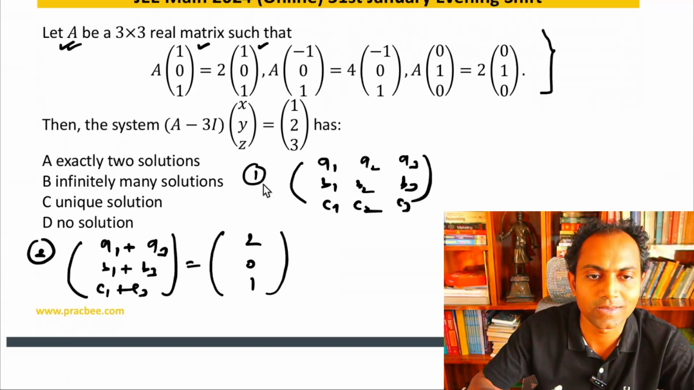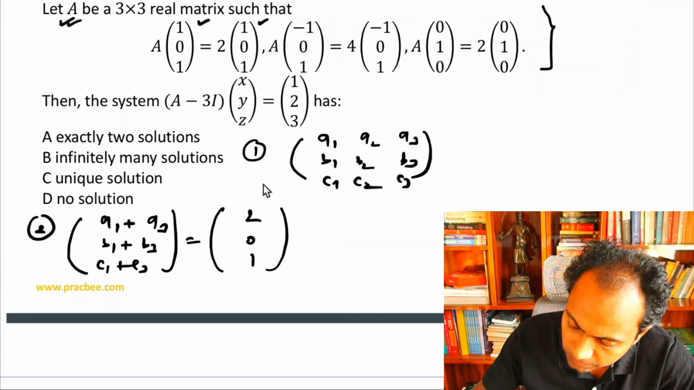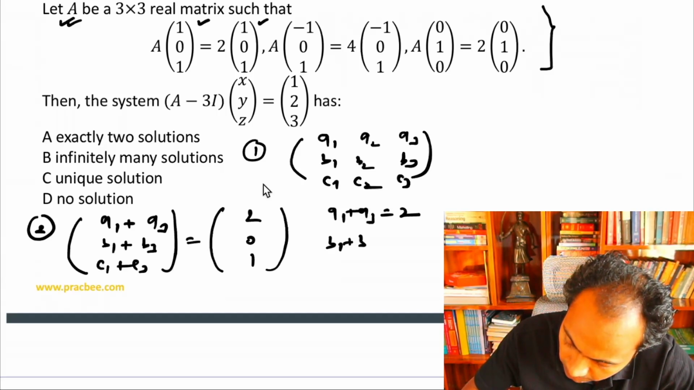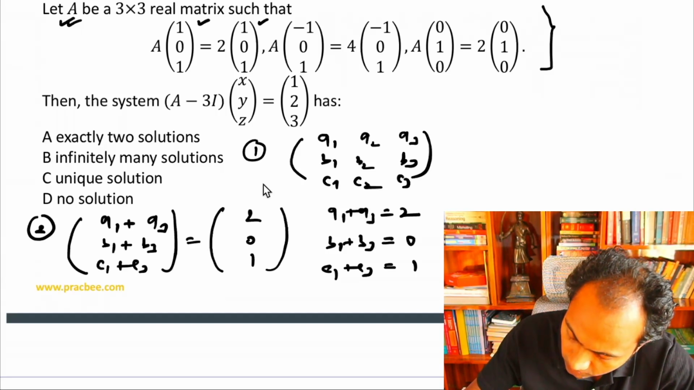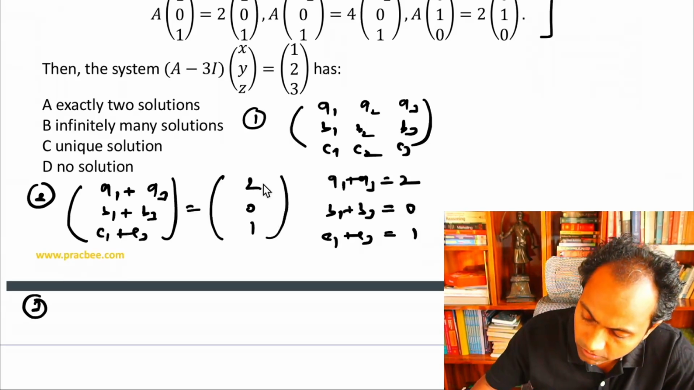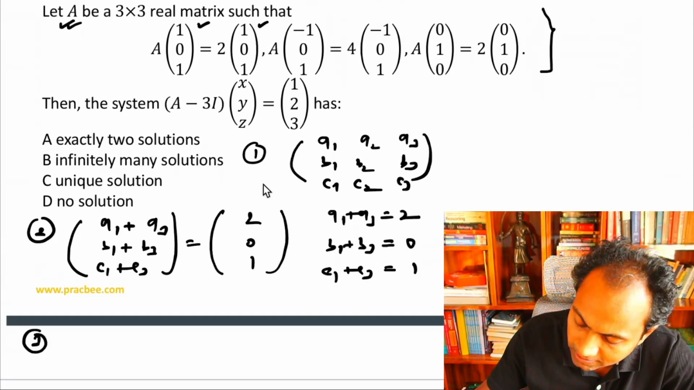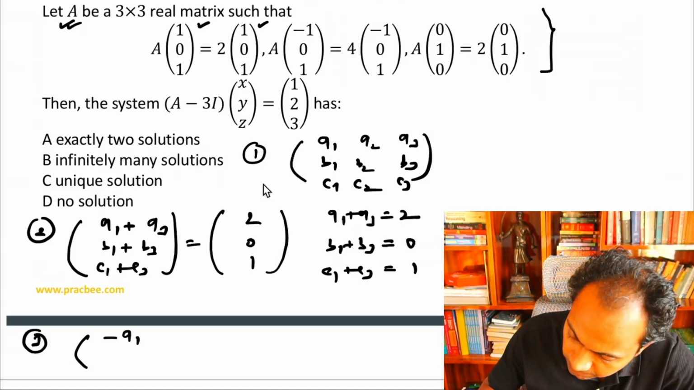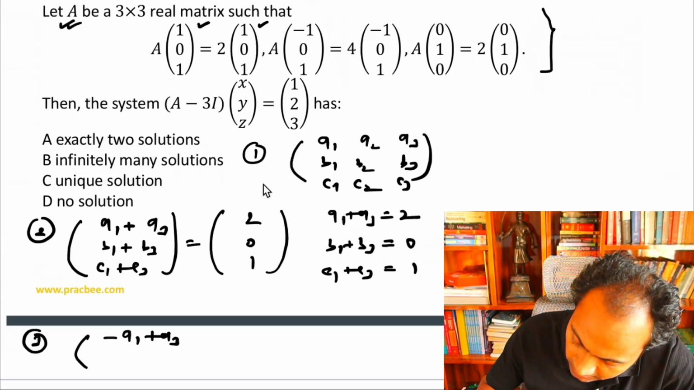From here we can get three different equations, so let us write those equations. The equations become a1 plus a3 is equal to 2, b1 plus b3 is equal to 0 and c1 plus c3 is equal to 1. In the next part, that is the third part, we are going to do the same thing but in context of the next one. So it becomes minus a1 plus a3, minus b1 plus b3 and minus c1 plus c3.